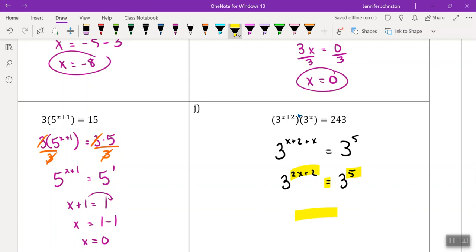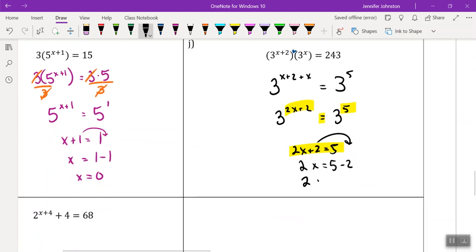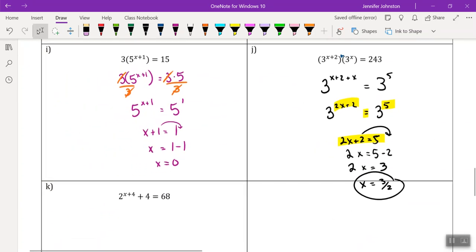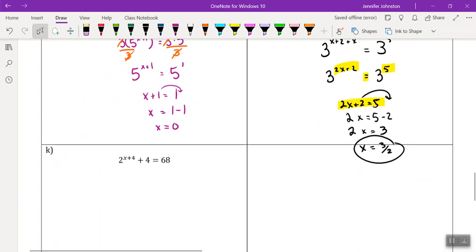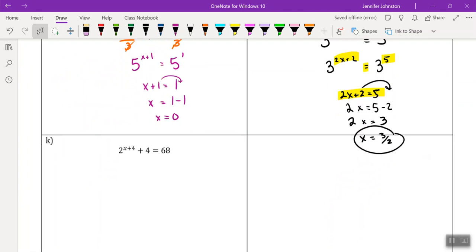Since they both have the same bases, all we're trying to do is make this equal to 5. All right, so 2x plus 2 is equal to 5. Let's bring that 2 over the other side. It becomes a negative. 2x is equal to 5 minus 2. So 2x is equal to 3. That means x is equal to 1 and 1/2. So 3 divided by 2, 1.5. I'd like you to keep it as a fraction. No decimals.